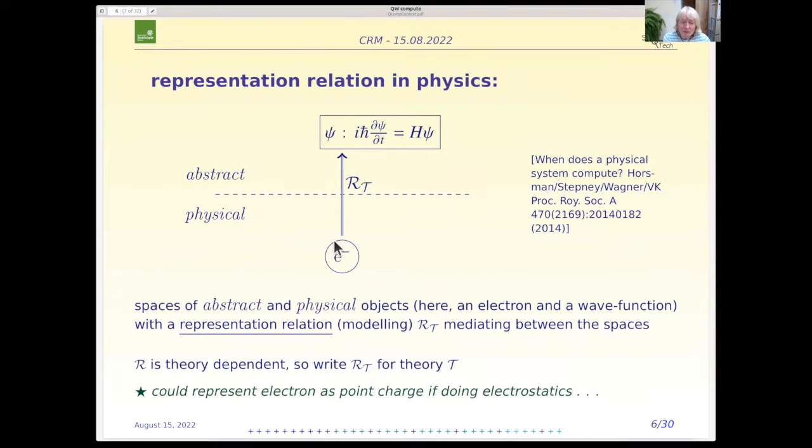So it's still the same physical electron, but depending on what we want to do or what we want to model, we have different models, different theories that we're working with here. So that's why this representation relation has a subscript T. You have to specify which theory you're using in order to map the physical object to whichever model you're using.